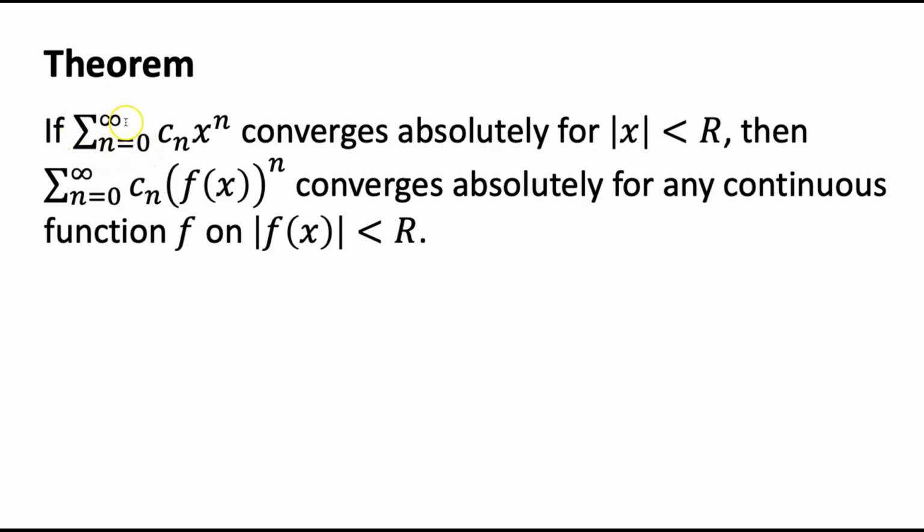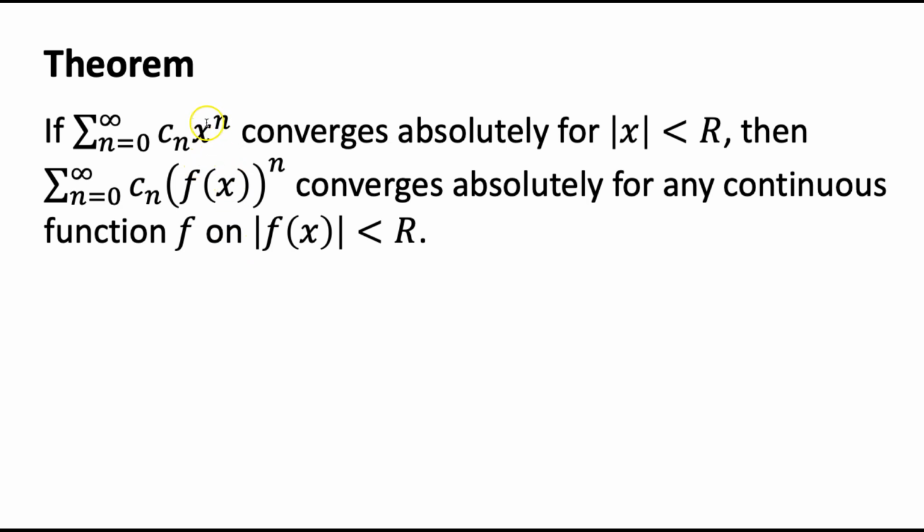If the sum of n equals 0 to infinity of c sub n times x to the n, if this power series converges absolutely for the absolute value of x less than r, so basically if the radius of convergence is r for this power series, then the sum of n equals 0 to infinity of c sub n times f of x to the n, so if we replace x with some function f of x, that converges absolutely for any continuous function f on the absolute value of f of x is less than r.